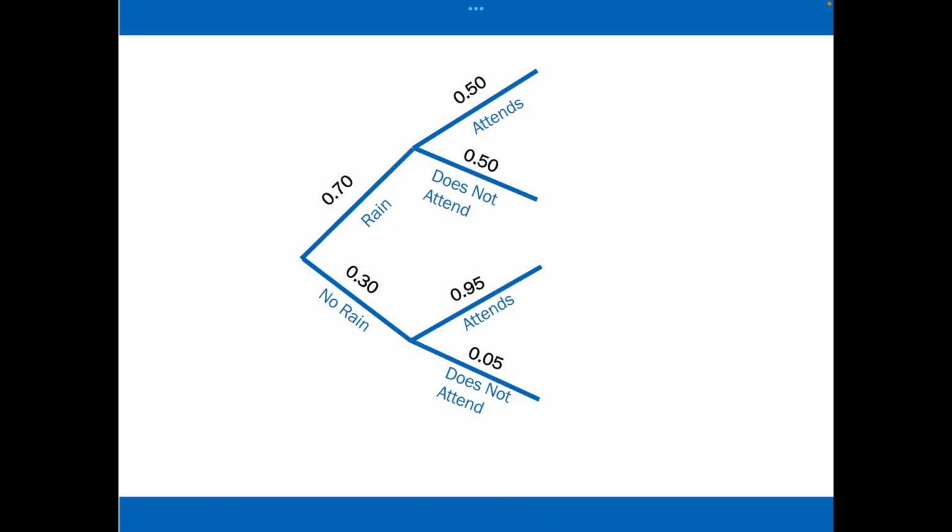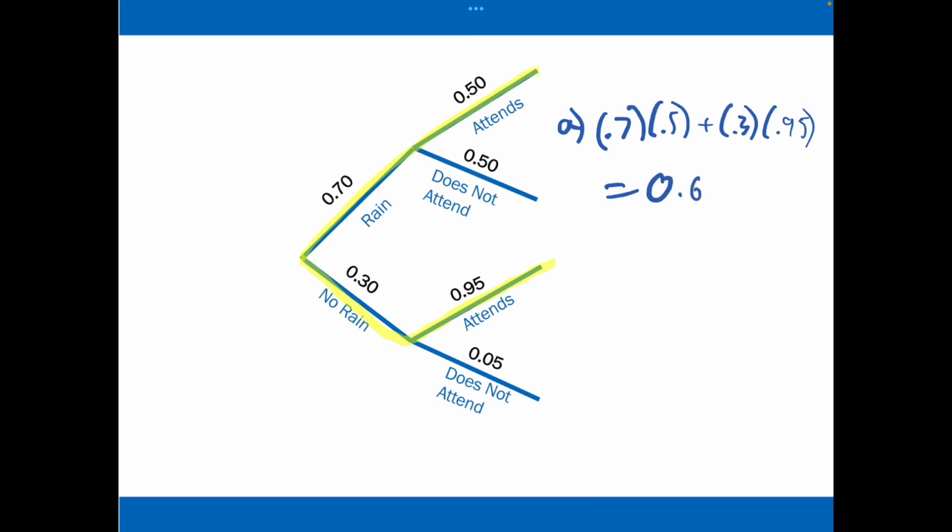Now, to do part A, we simply have to look for all the branches that end up with the student attending class. That ends up being our top branch, which is it raining and attending, and this branch here that ends up with it not raining and the student attending. We put those together, and our solution to part A ends up being 0.7 times 0.5 plus 0.3 times 0.95. And when I put all that in my calculator, I get 0.635 as our answer. Not a very good likelihood. I hope you attend class more than this.